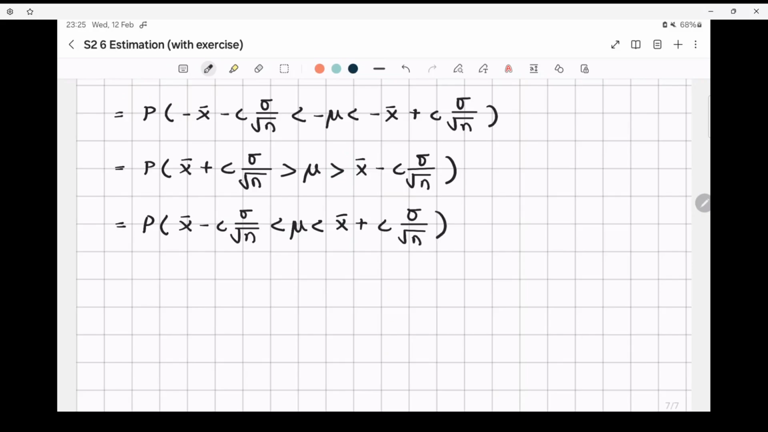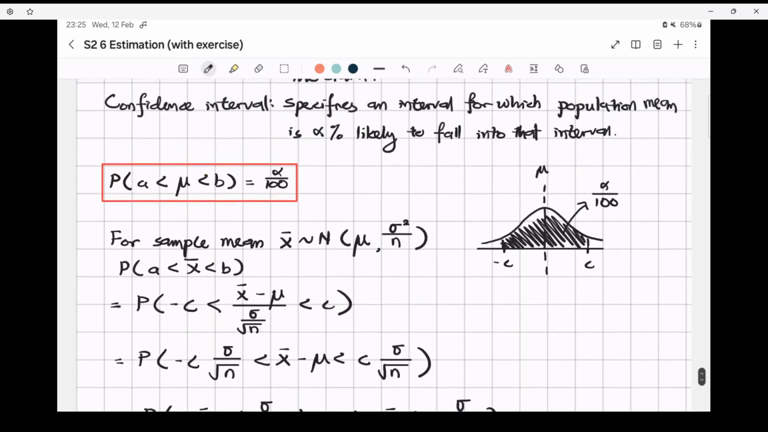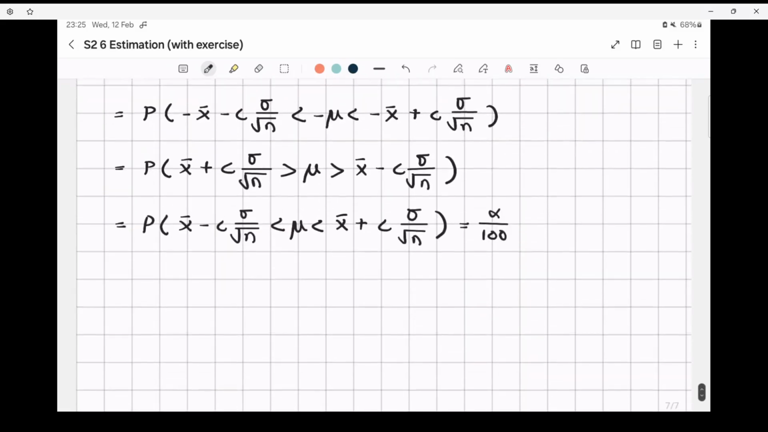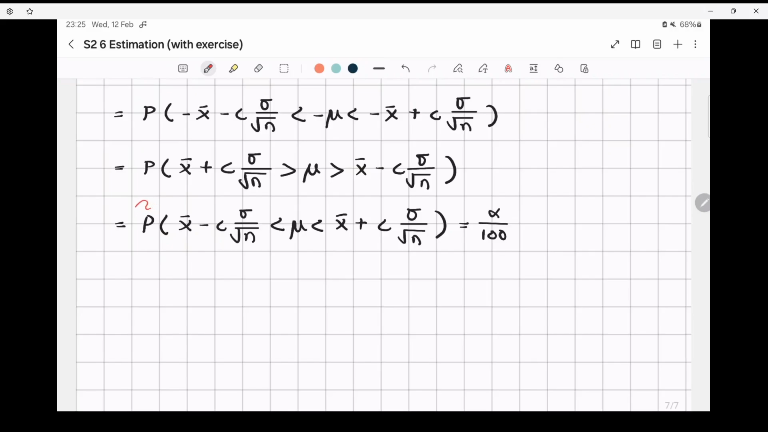And what do we know about this? We know that this is the same as alpha divided by 100, your confidence level. So that's how you start from the definition and then slowly go towards the final answer, the final point that we want to calculate.